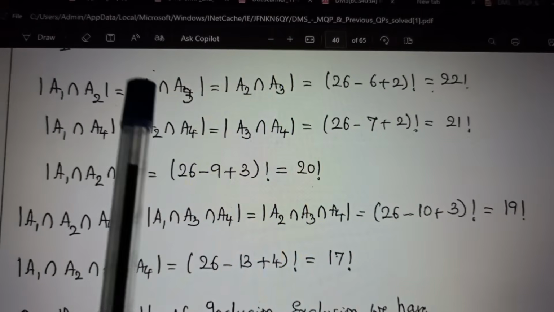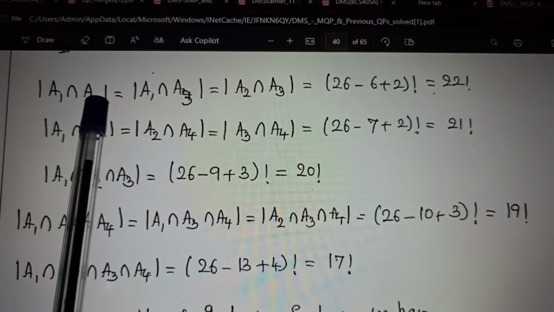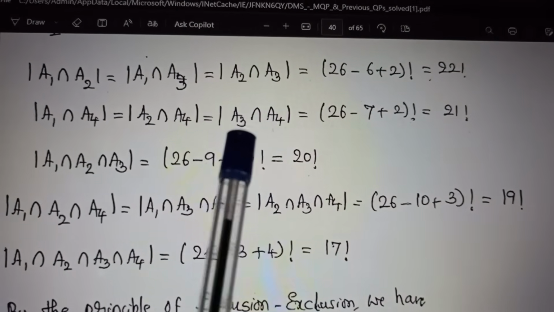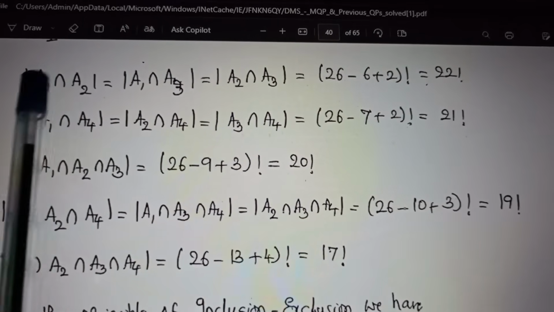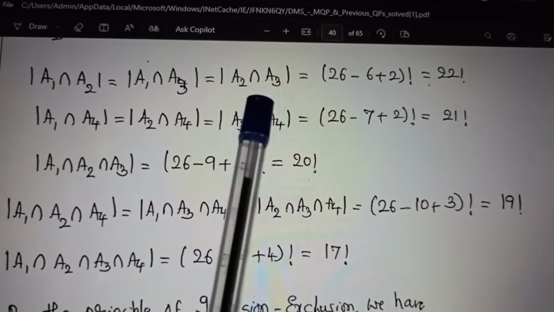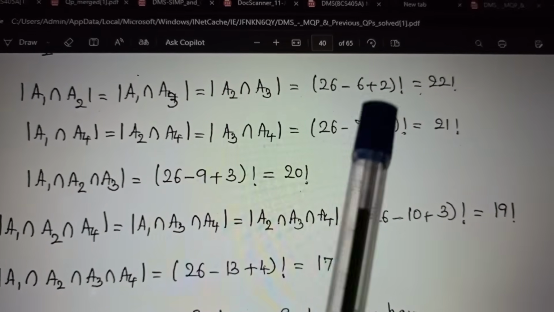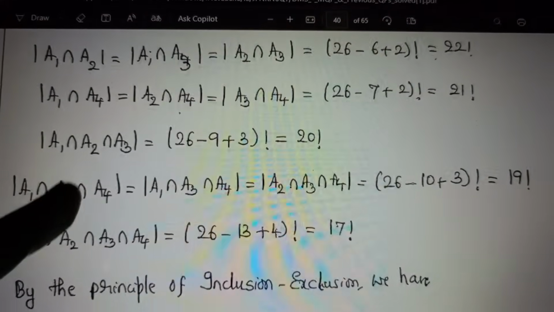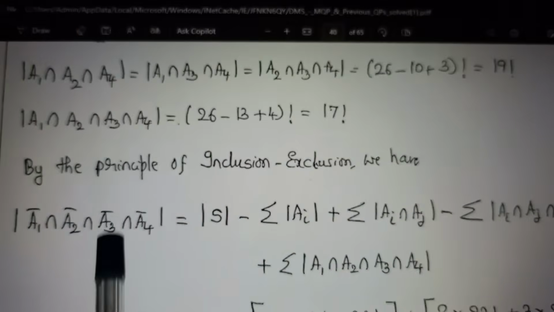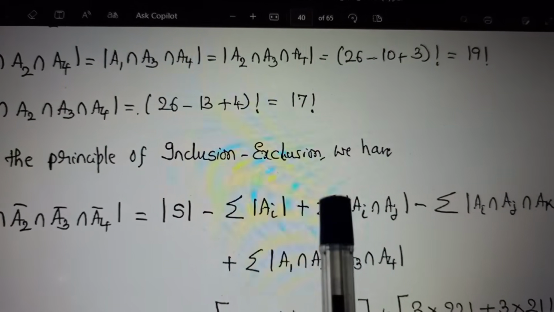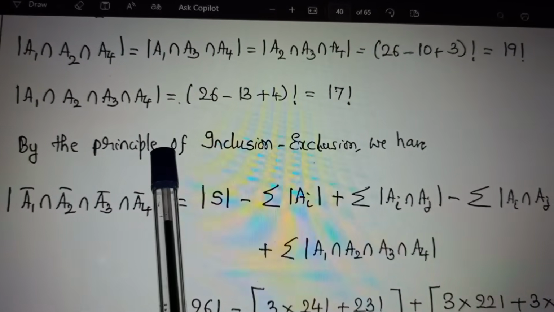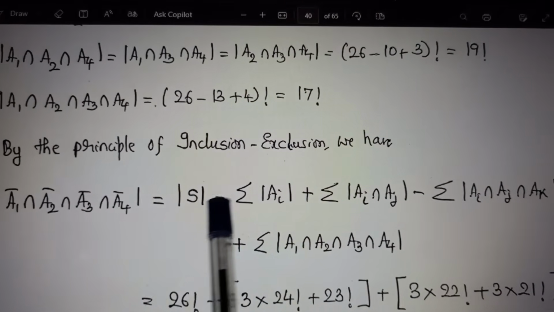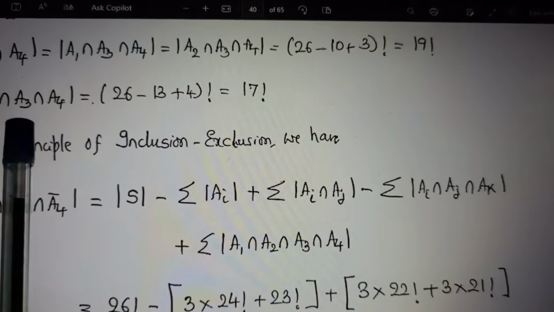Okay, I hope you know there is a standard formula for A intersection B. That same formula, you can use it, or else if you want to manually compute each of the values, you can do that. It's left to you, but going according to the formula will give you the correct answer. In the last, again we have to write, see, don't skip this because this carries marks. By the principle of inclusion exclusion, we have, okay, write the formula. This is the formula which you have to remember.